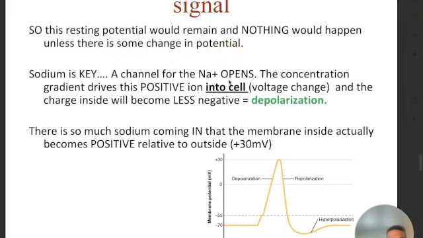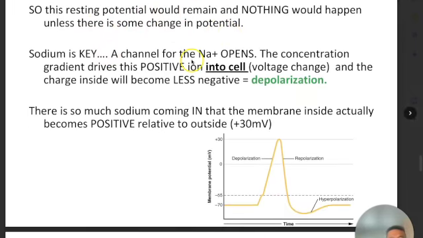So here's the change, right? Sodium is the key. The channel is open for sodium. It opens. The concentration gradient drives this positive ion into the cells. So remember, the outside has more sodium. Obviously, when something opens up, it's going to rush in. Okay, the voltage will change to more positive or less negative, and it's called depolarization. There's so much sodium in them that the membrane inside actually becomes positive, about positive 30 millivolt.